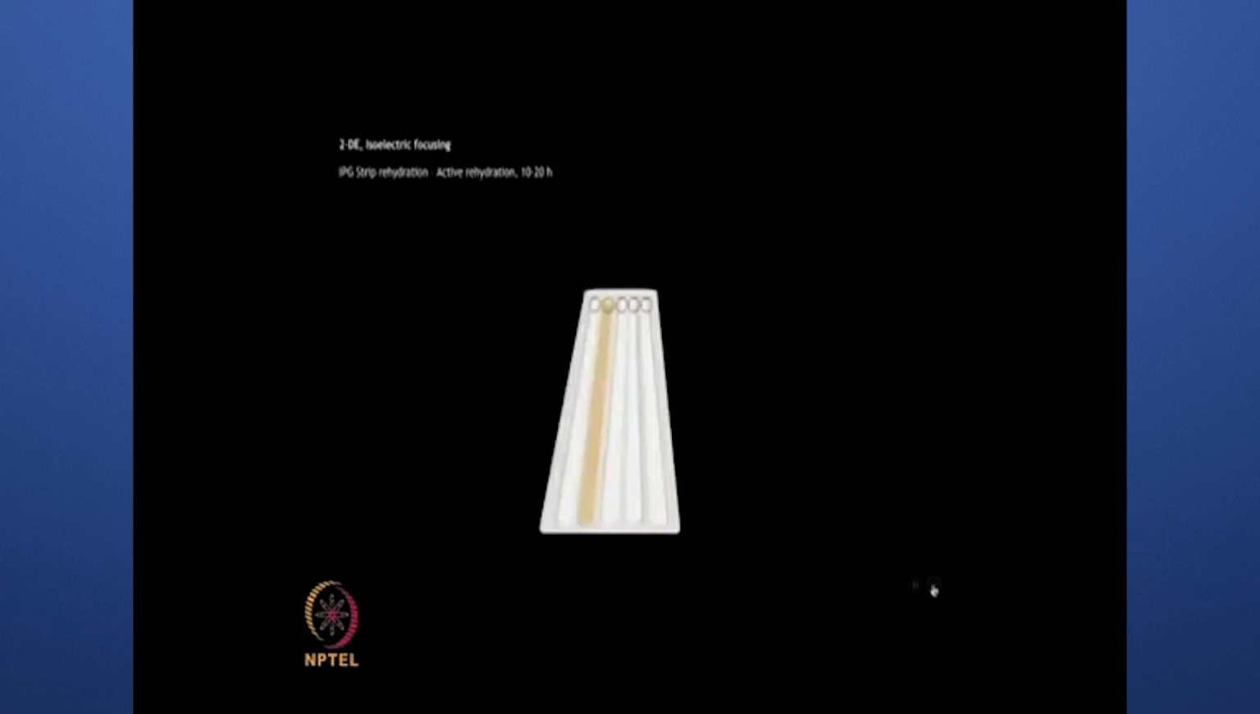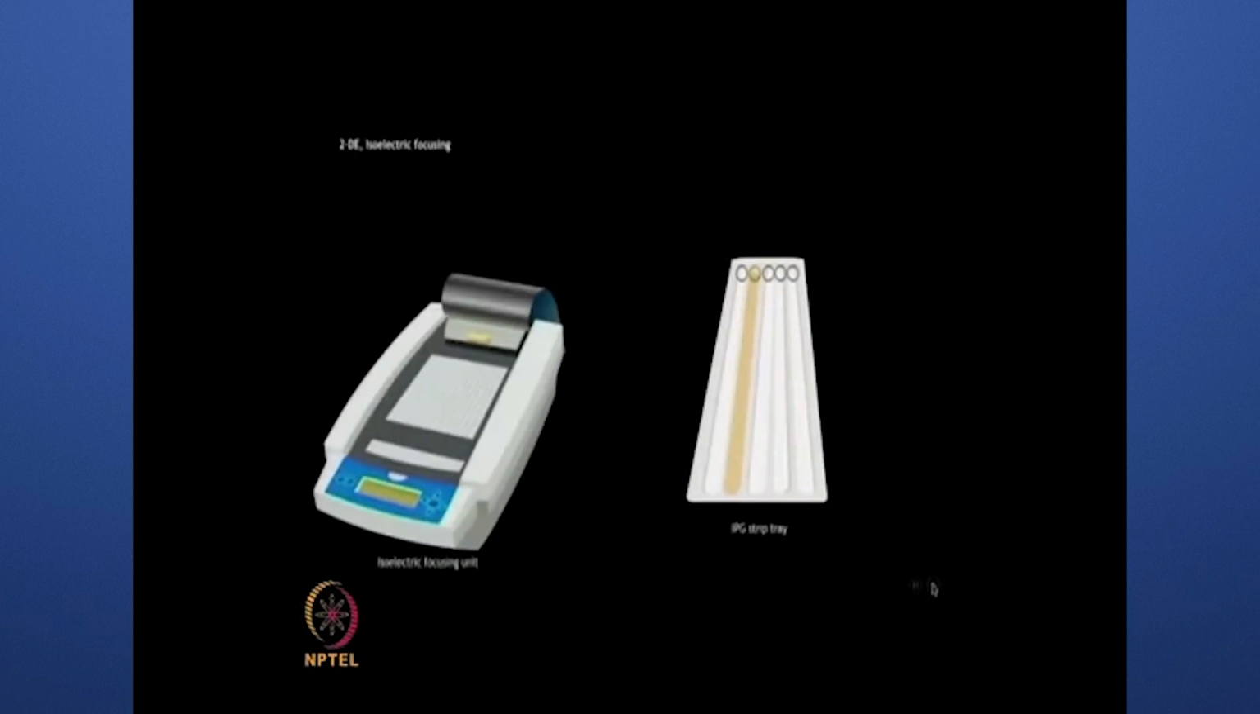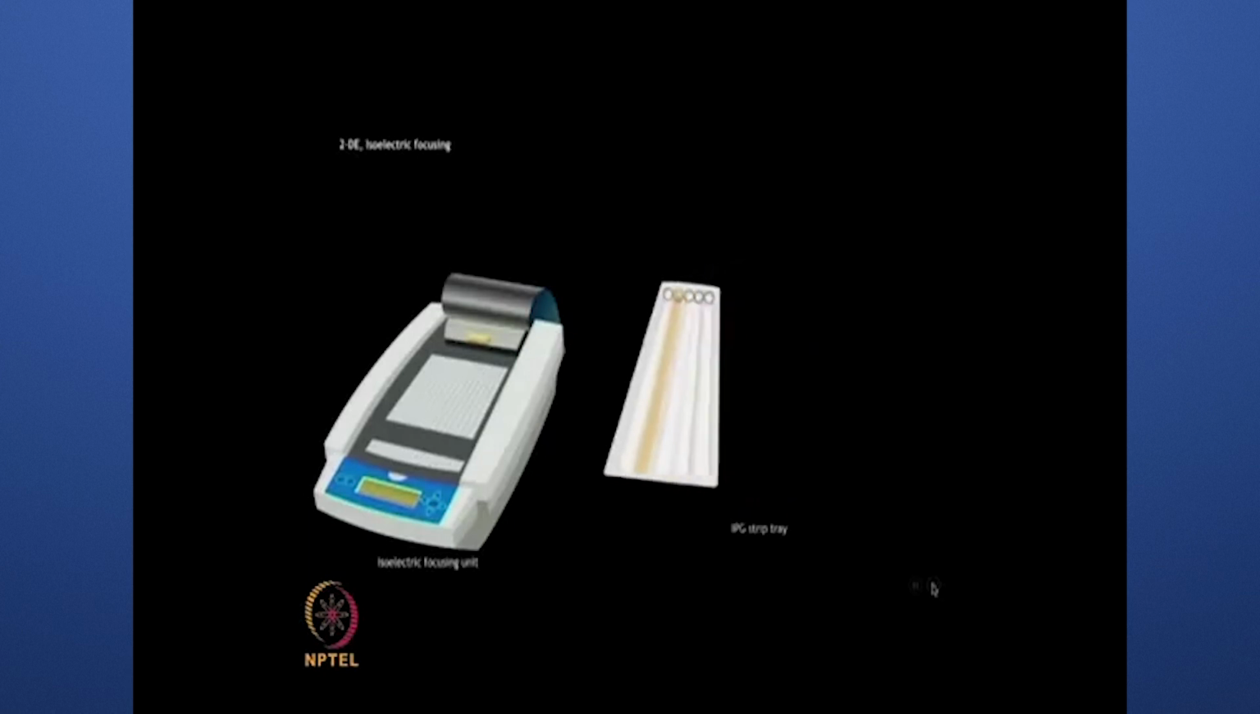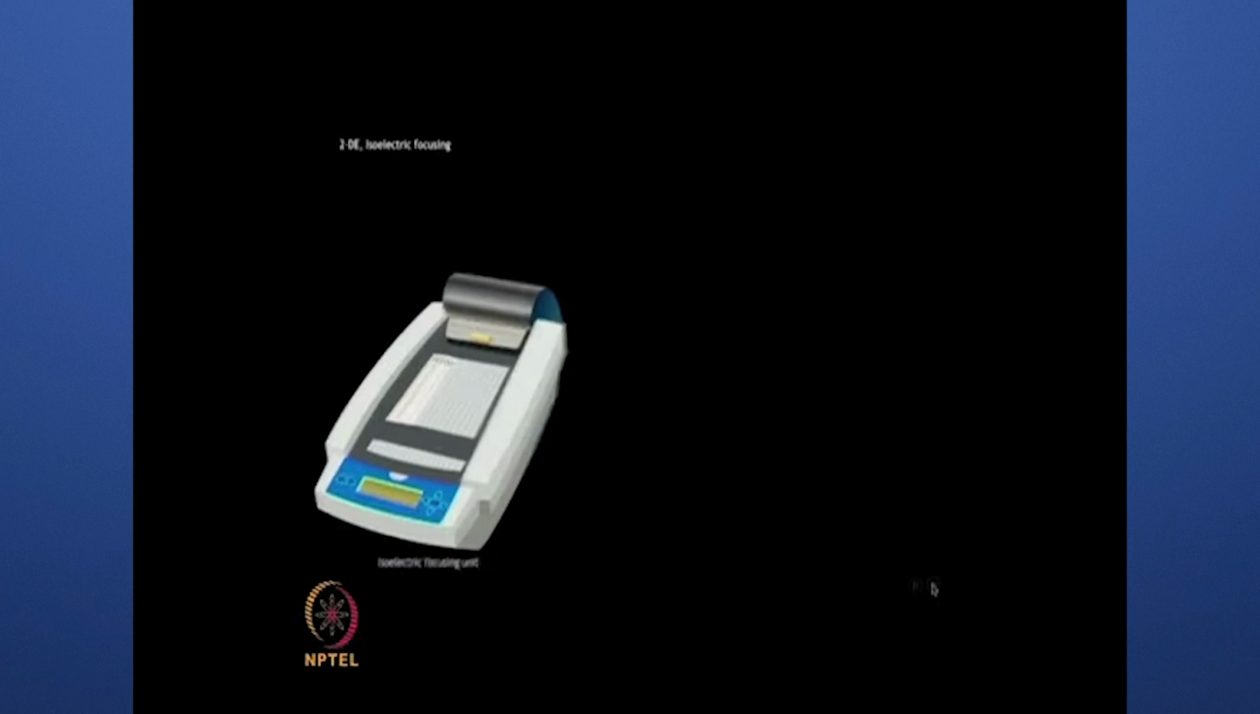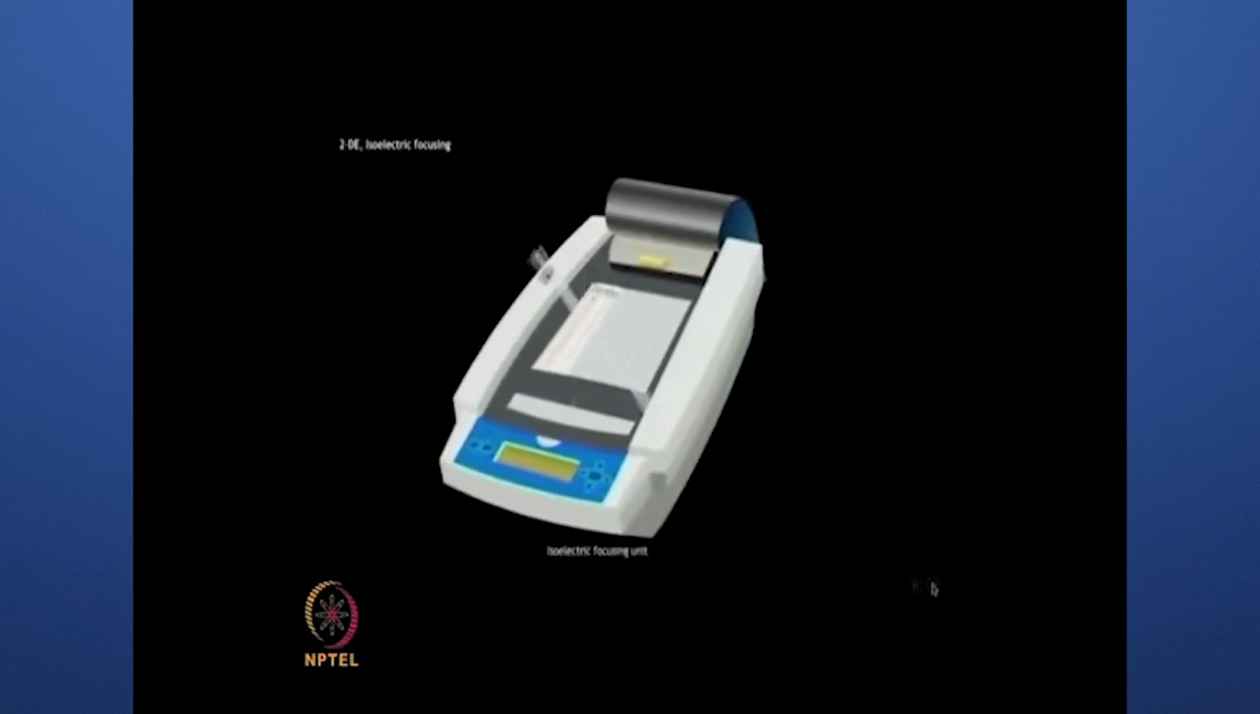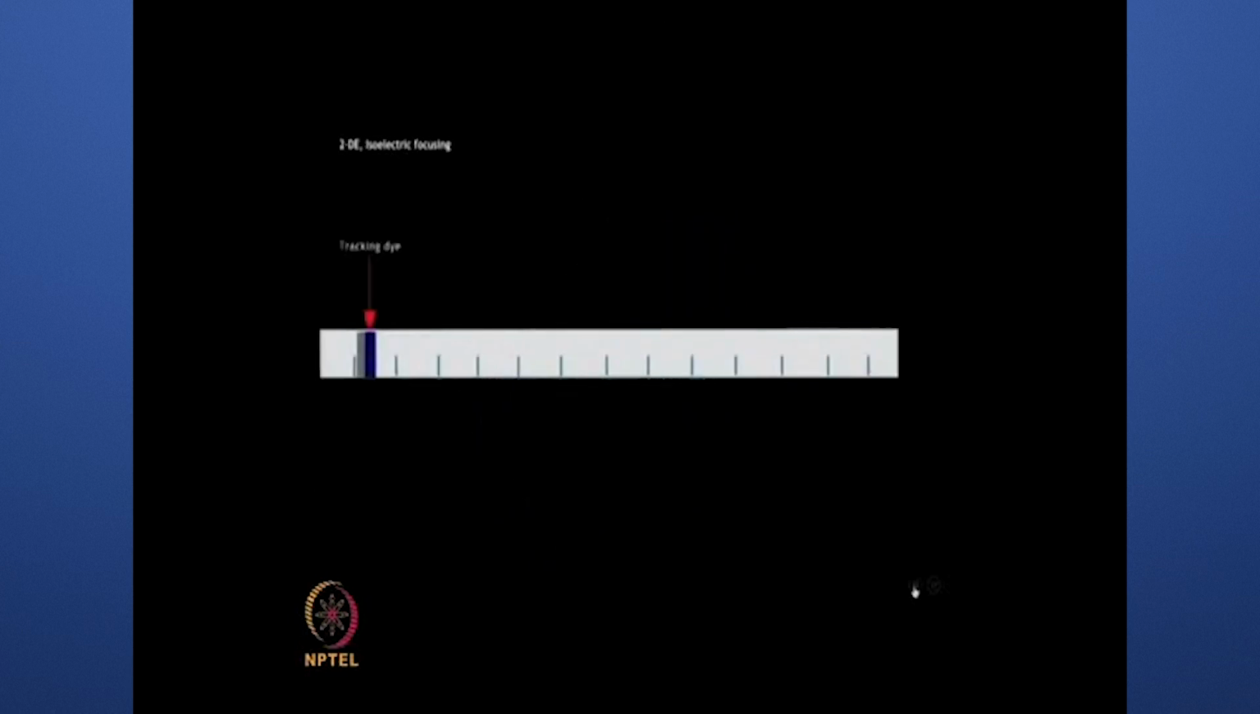This is then placed in the isoelectric focusing instrument and low voltage is applied. The process can be performed from 10 to 20 hours. These loaded strips are then focused on an isoelectric focusing unit by passing the current. The various proteins of the sample mixture migrate in the electric field and come to rest when the pH is equal to their isoelectric point, or pI. So, they become neutral and are no longer being affected by the electric field.